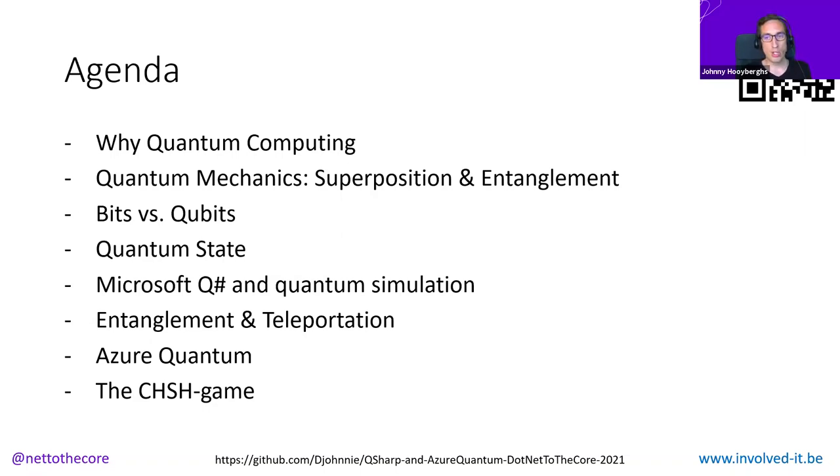And then I will talk about classical computers versus quantum computers. We will talk about bits versus qubits, bits being the classical concept of a bit, zero or one, and a qubit, the quantum counterpart of a bit, zero or one, or something in superposition. I will talk to you in more detail about what quantum state actually means. So zero or one can be your classical state, but in the quantum world, there's so much more. And this is what we call a quantum state.